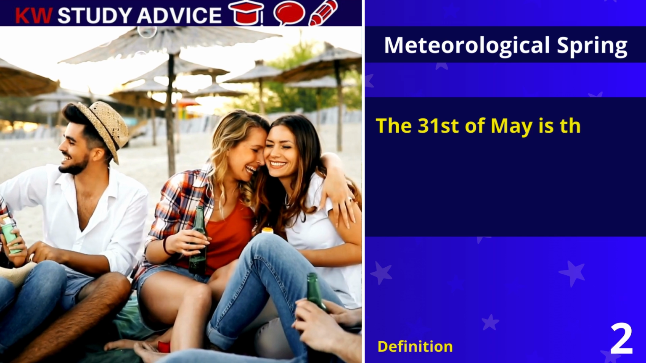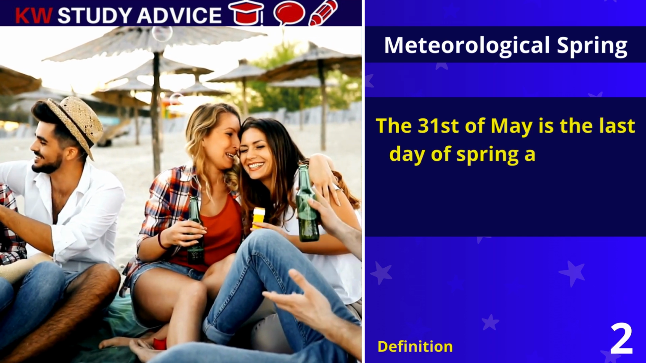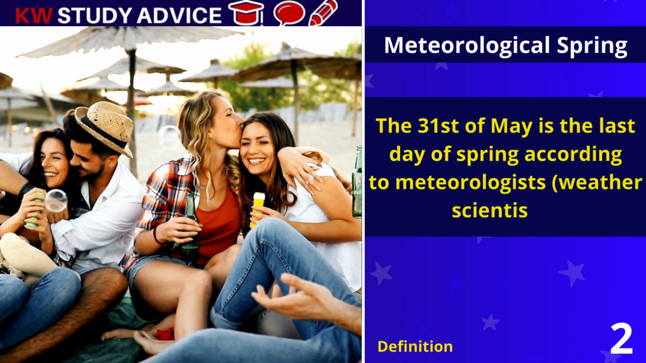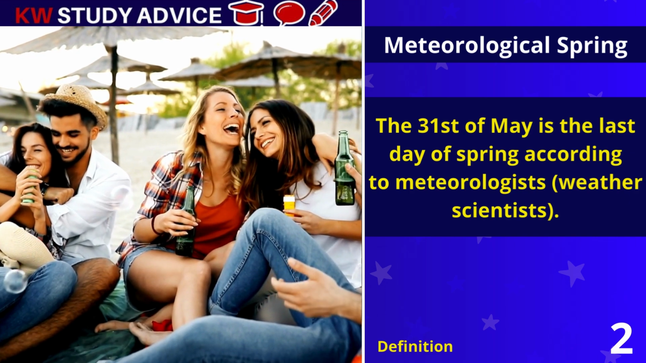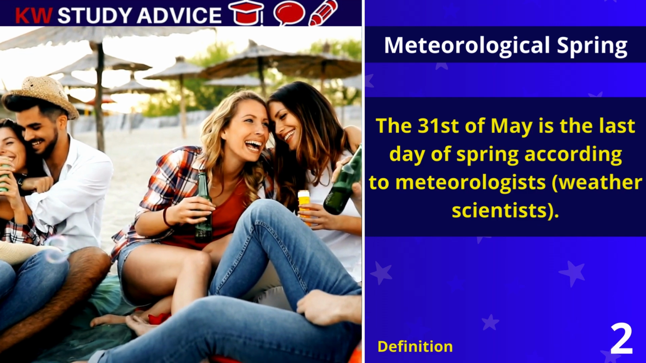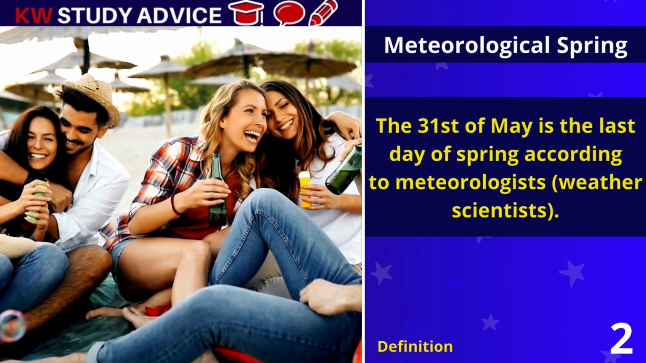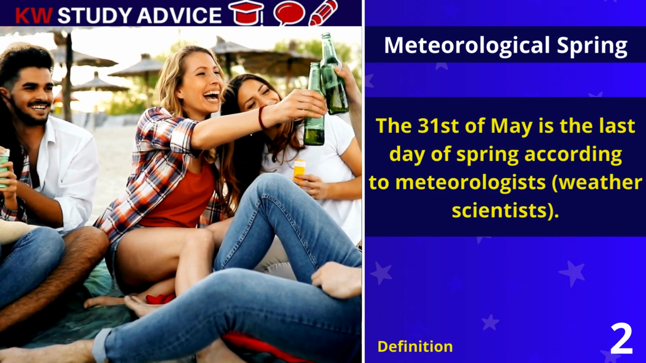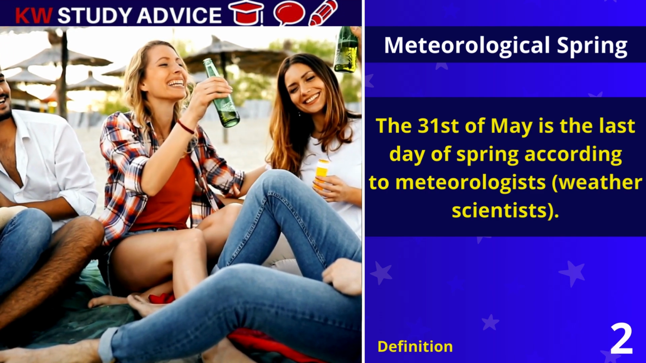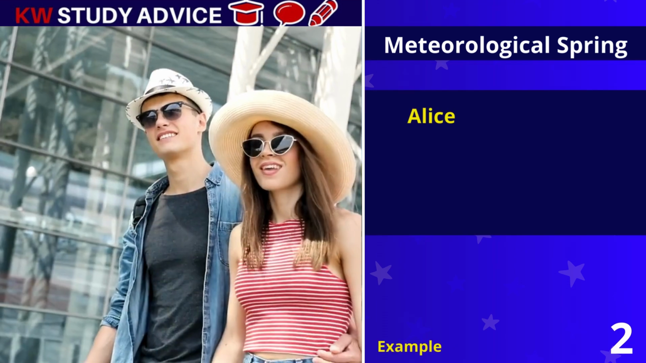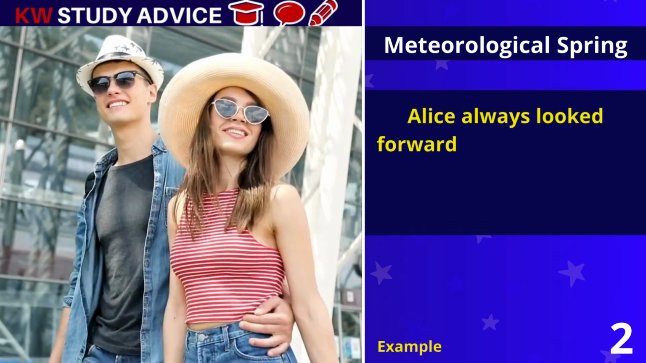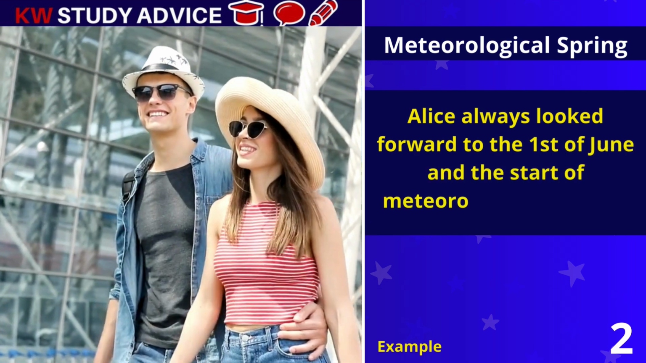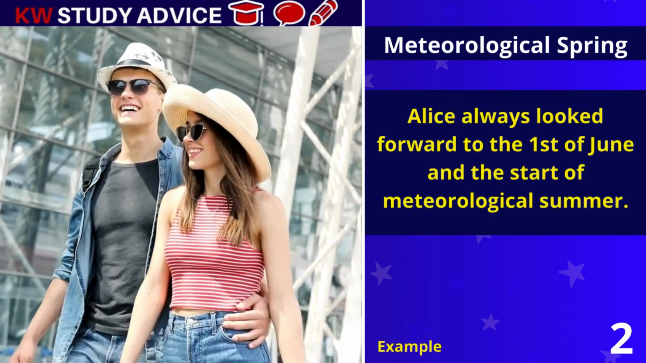The 31st of May is the last day of spring, according to meteorologists. These are weather scientists. Excellent. So now let's put the meteorological spring into an example sentence. Alice always looked forward to the 1st of June and the start of meteorological summer.